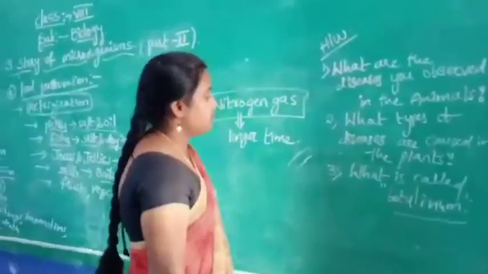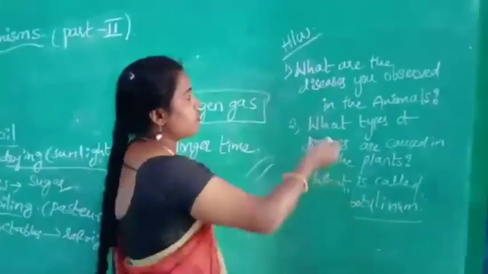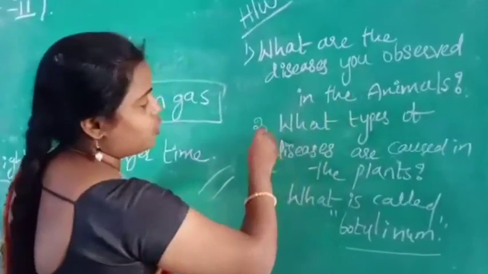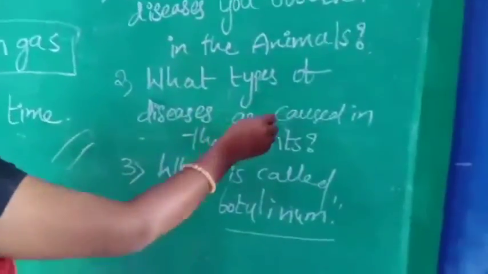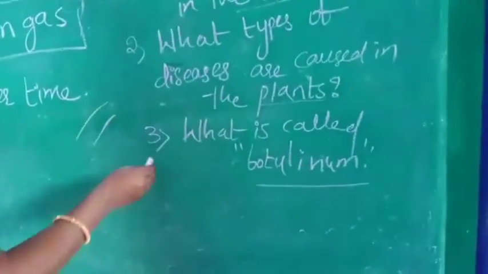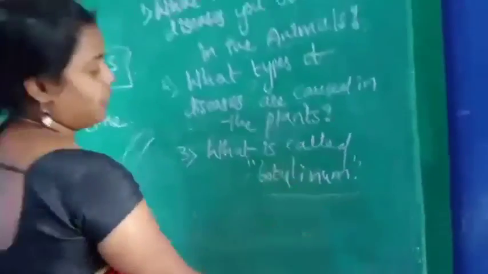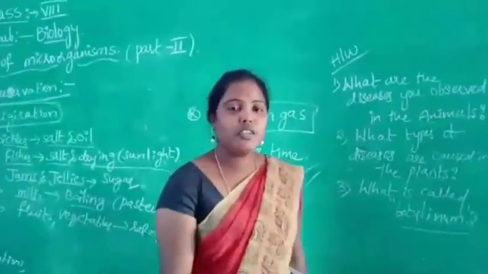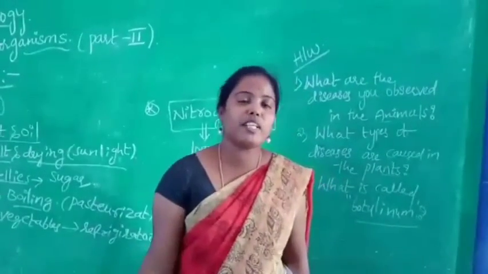Okay, Nana, so what is your homework? First question, what are the diseases you observed in the animals? Second question, what types of diseases are caused in the plants? Plant diseases, animal diseases. Third question, what is called botulinum? So, these questions are very important. You must read from the textbook.